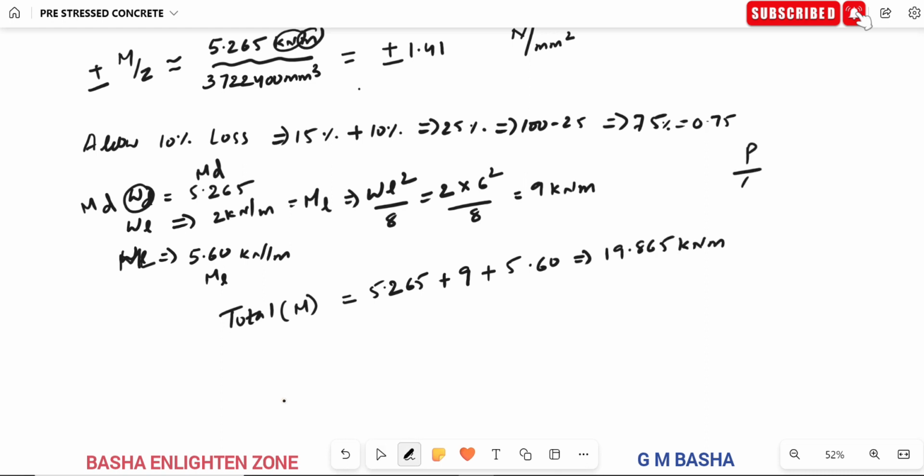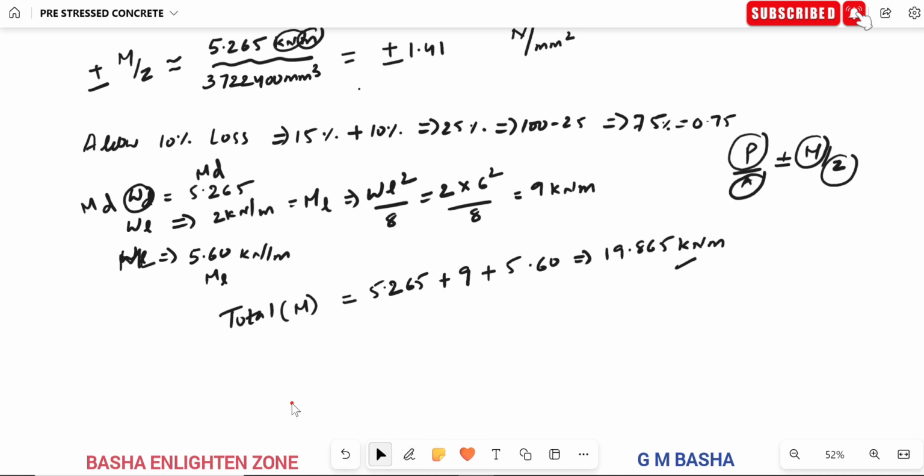So here the stress will be P by A plus or minus M by Z. The A value will be the same as it is. For the Z value, first we can go for the M value. Already the M value is known. Again Z value will be equal to BD cube by 12, divided by D by 2. That one will be the same. So here only the P value changes.